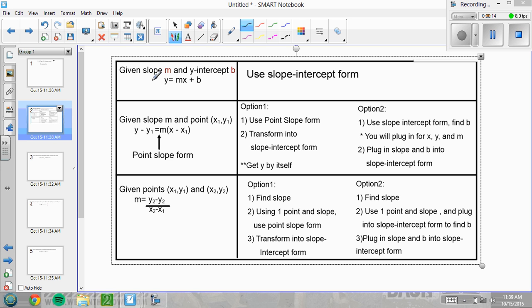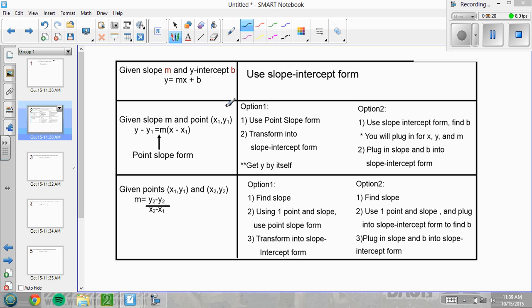So remember, if we're given our slope and an intercept, you're just going to use your slope-intercept form. If you're given a slope and a point, we have two options: using point-slope form, or slope-intercept, finding your b and plugging it back in. And when you're given 2 points, your first step always is to find slope. So either method, you're finding slope first, and we'll go through our options.